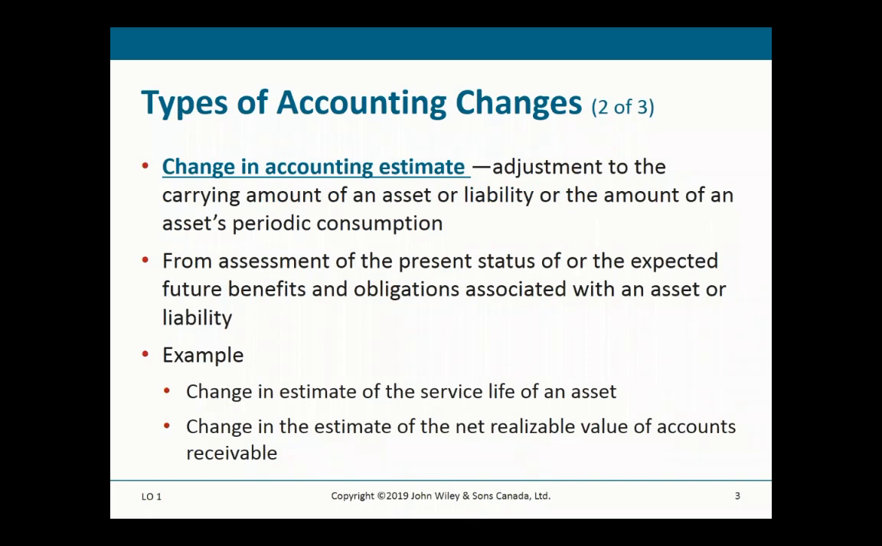The second type of change is a change in accounting estimate. As part of accrual accounting, we're always making accounting estimates based on the best information we have at the time when we're preparing the financial statements. So a change in accounting estimate relates to just now receiving new information. This would relate to a change in the useful life of an asset, an estimate of how we're going to calculate our bad debts expense, and the net realizable value of accounts receivable would be examples.